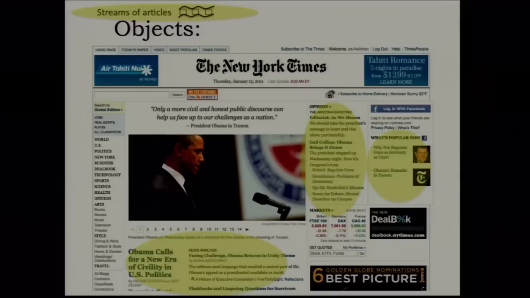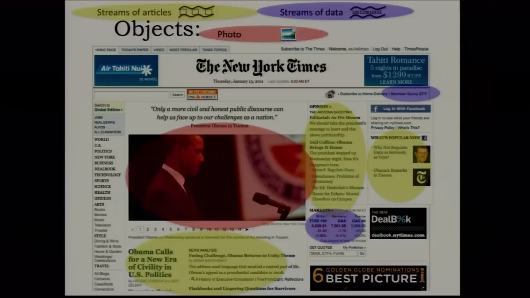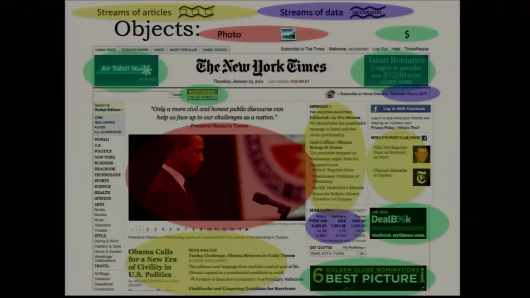The objects, well, they're streams of articles. Every 15 minutes or so, the articles that the New York Times website shows you are different. There's streams of data. They'll show you the weather in Montclair, New Jersey, which is where I live, and it'll show you the latest stock prices. There's a photo. And of course, the New York Times as a website has to be sustainable, and so they have various ways to reap in some of those meaningless symbols.